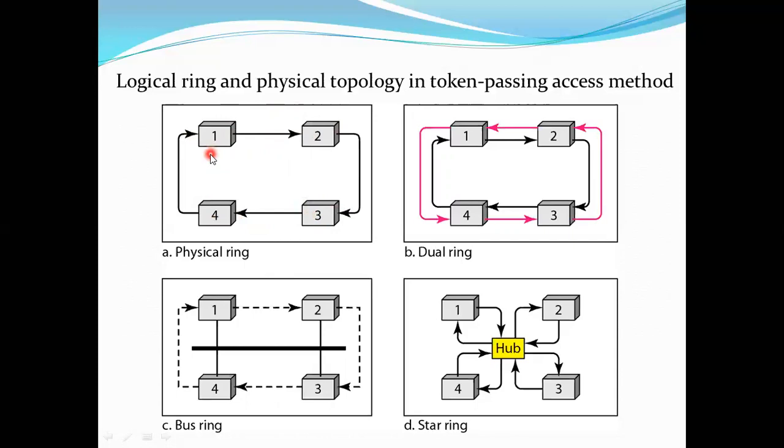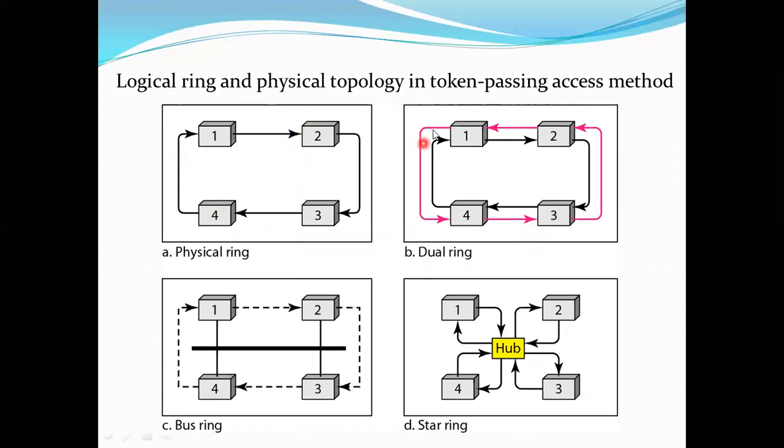But one of the demerits, a difficulty you can see here: suppose in between any two stations the physical link is broken down. What happens? The whole system will collapse, right? It will not work. That is the problem with the physical ring in this case.